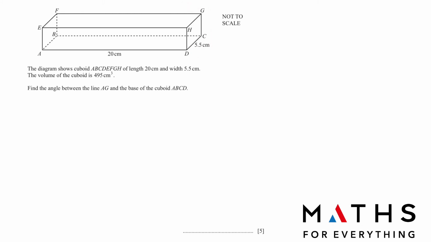A cuboid has been given to us where the length AD is 20 centimeter and the width is 5.5 centimeter. The volume is 495 cubic centimeter. We have to find the angle between the line AG, this line AG, and the base of the cuboid. Let me draw what we need to find. This is the angle we need to find.